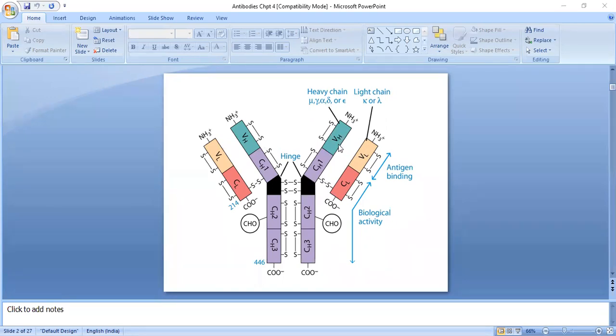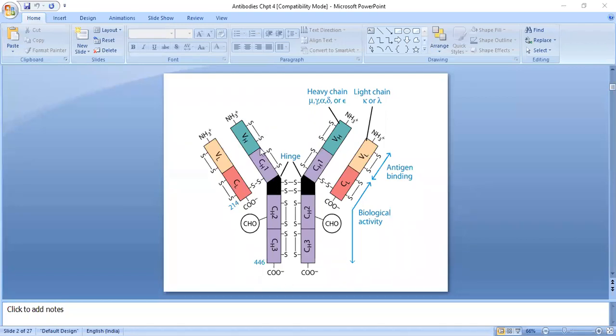See, there are several types of heavy chains. Among them, we discuss five chains. Based on the heavy chain type, immunoglobulins are classified into five types. Okay, this is about the basic structure of an immunoglobulin.